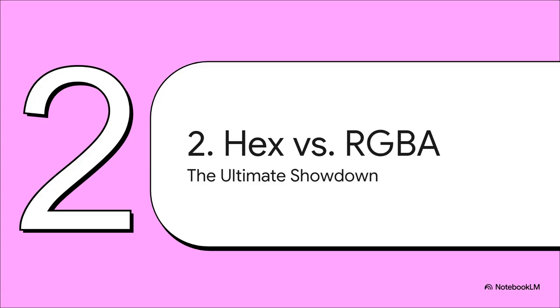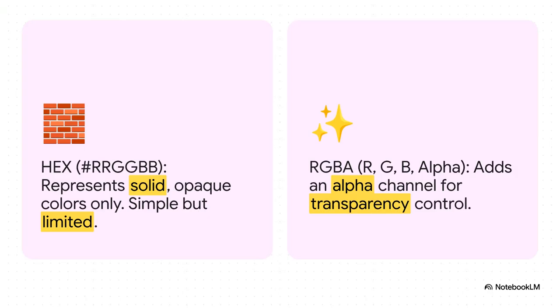And that brings us to the main event, the big showdown for color control. It's hex versus RGBA. The difference here is actually super simple, but so powerful. You see, standard hex codes just define red, green, and blue. RGBA does the exact same thing, but it adds one crucial fourth component, alpha. And that A for alpha, well, that's where all the magic happens.